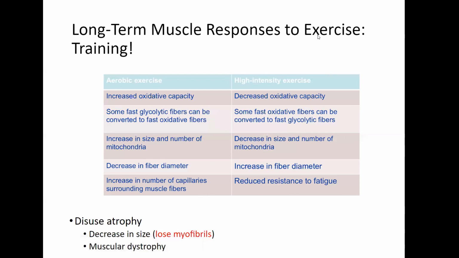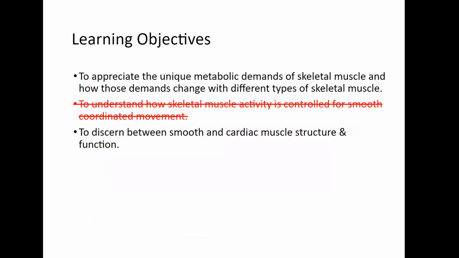You may have noticed that muscles in the cadaver lab are different sizes between different cadavers. So we do see real differences in the size of the muscle, and that has to do with these differences in the size of the fibers. So we'll lose myofibrils if we don't use those muscle fibers. And this will happen in some disease states as well. So this isn't just from being a couch potato. This also happens in things like muscular dystrophy.